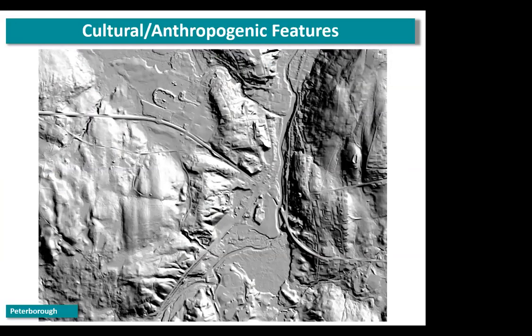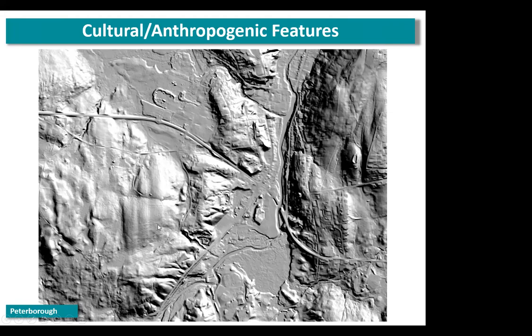I've talked about some of the cultural and anthropogenic features you can see on the landscape. This is Peterborough. And again, if you look closely, you can see the buildings in town. You can see the houses on the streets in Peterborough. You can see areas like in the upper northwest corner here, north is to the top of the screen, where the landscape has been modified over the years for either house building or gravel excavation. All of those different features show up. The roads show up, the driveways show up.